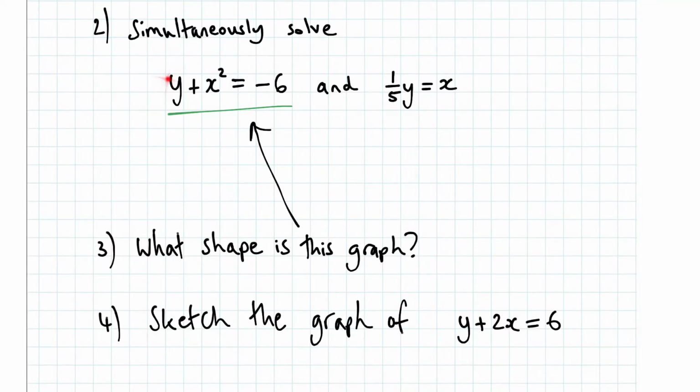What shape is this graph here? That's question 3. You could possibly draw that and then sketch the graph y plus 2x equals 6. If you're sketching a graph, you should really state the coordinates of the x and y intercept. That is a line. I will help you there. So it's a diagonal line. You need to draw it properly. To question 5.